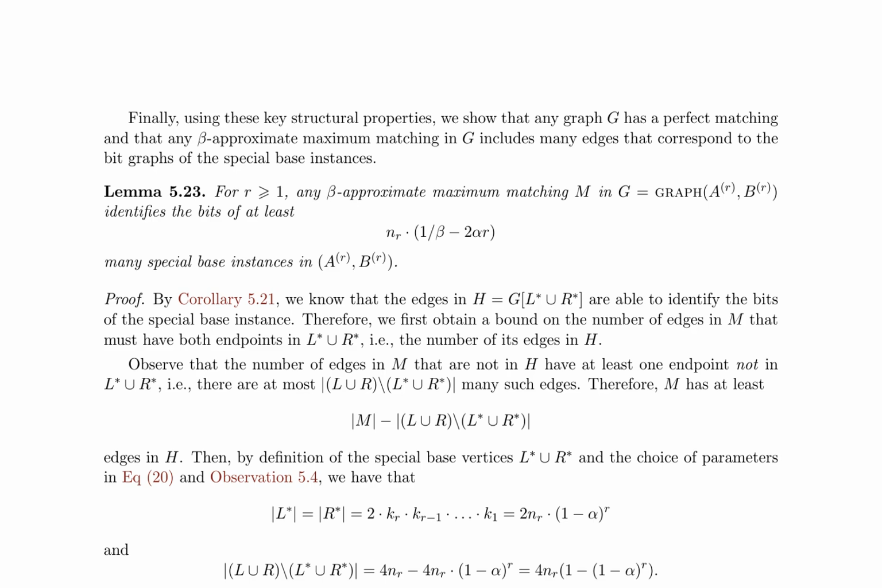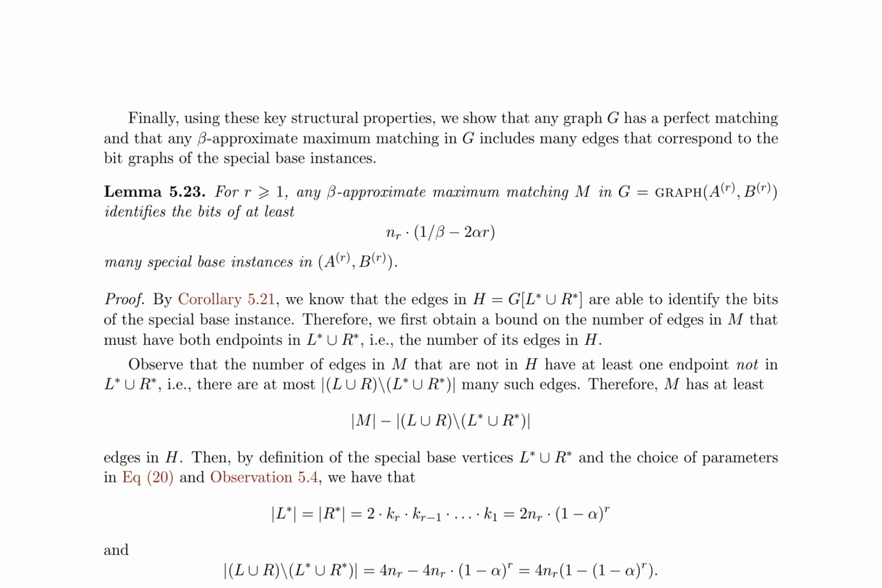Using the definition of the special base vertices $L^* \cup R^*$ and the choice of parameters in equation 20 and observation 5.4, the sizes of $L^*$ and $R^*$ are calculated as $2N_R$, $1/\alpha_R$. The number of edges in $M$ that are not in $H$ is then bounded from above, and the size of $M$ is bounded from below using claim 5.22 and the fact that $M$ is a beta approximation. The bound on the number of edges in $M$ that are in $H$ is then used to establish a lower bound on the number of special base instances identified by $M$ by corollary 5.21.